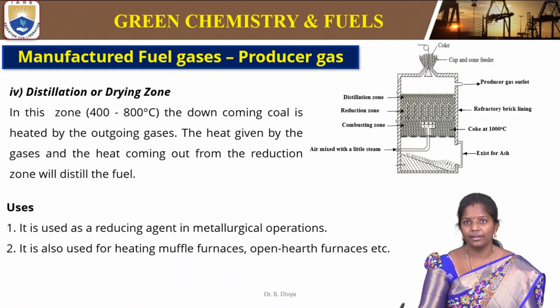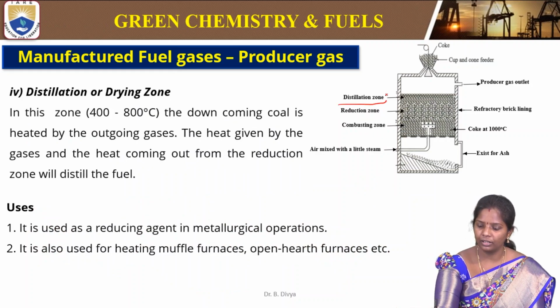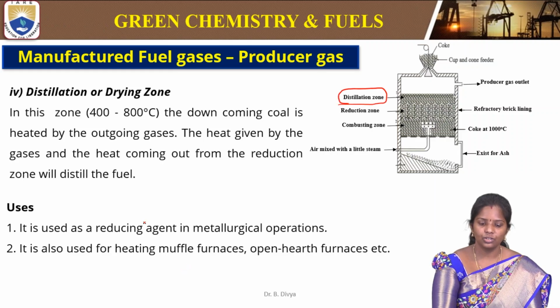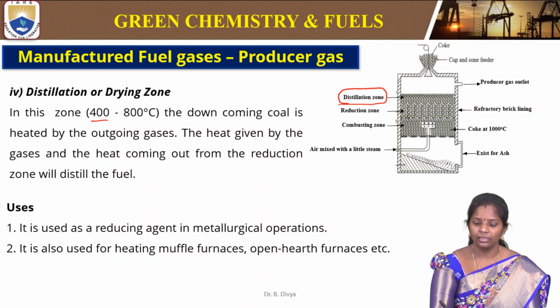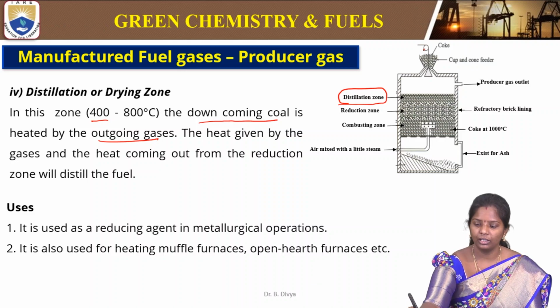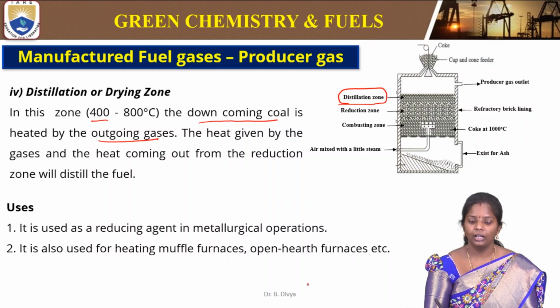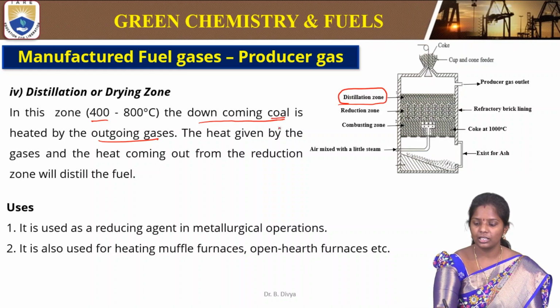Next is the distillation or drying zone. This is the top zone that is present. In this zone, the temperature is 400 to 800 degrees centigrade. The downcoming coal is heated by outgoing gases. So the coke that is coming down is heated by these outgoing gases.